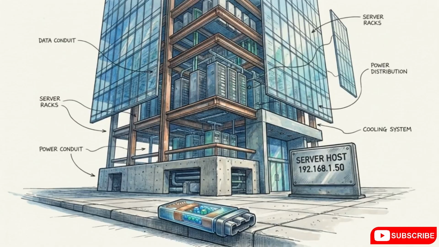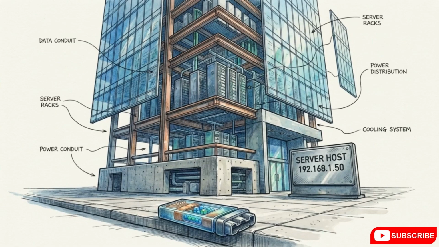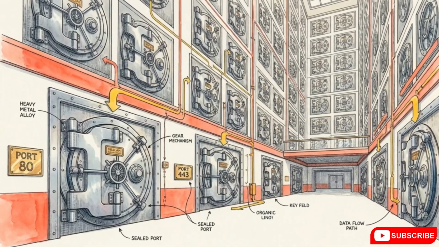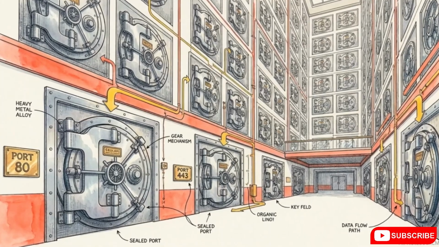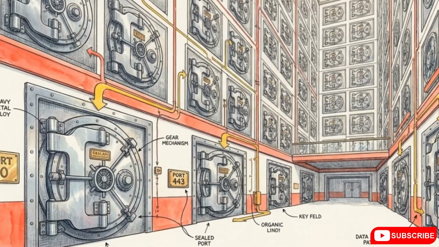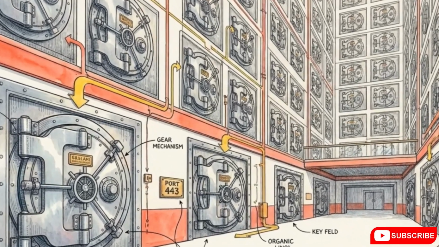Think of a server as this massive commercial building. The IP address brings the network packet to the front curb. But inside, there are up to 65,535 individual doors, each representing a logical communication port. The packet must know which door to knock on.